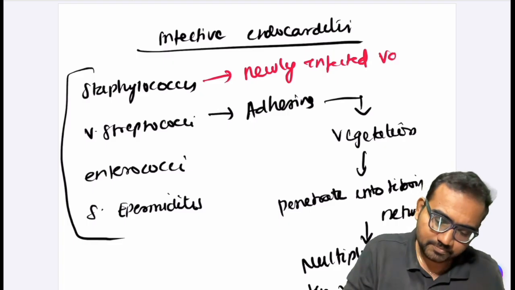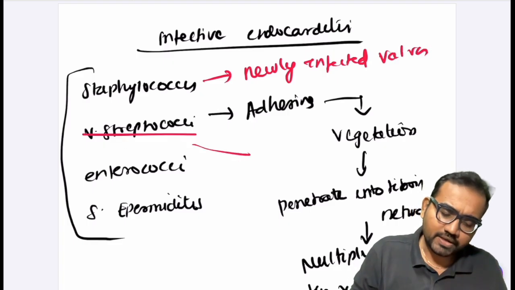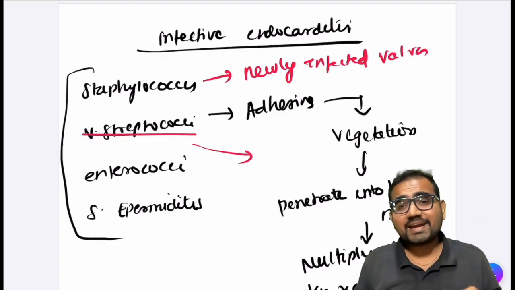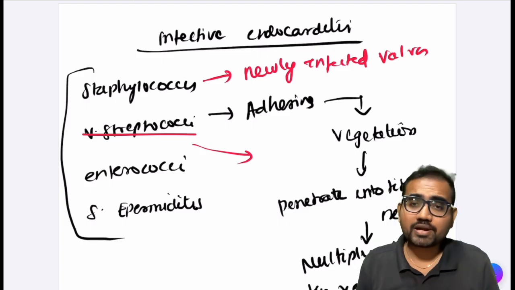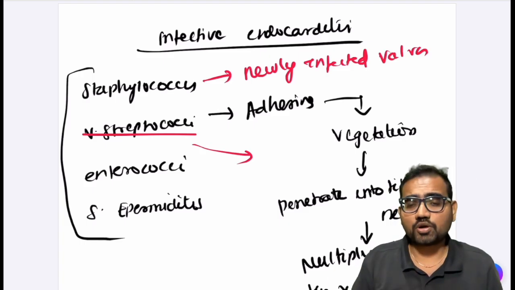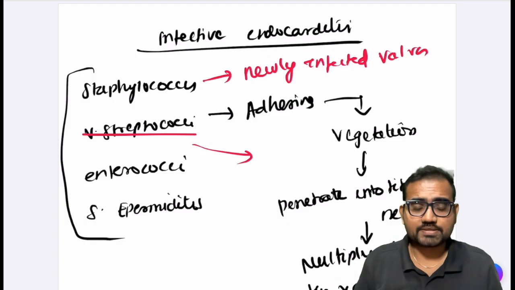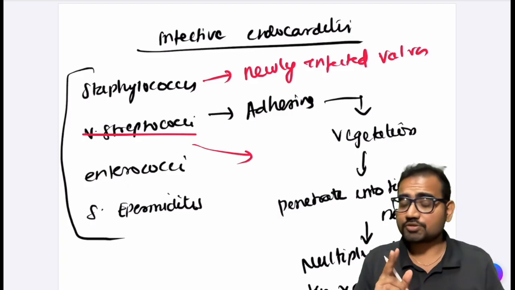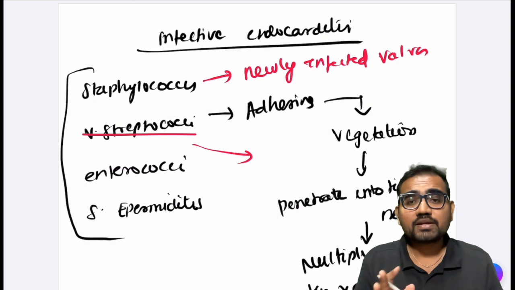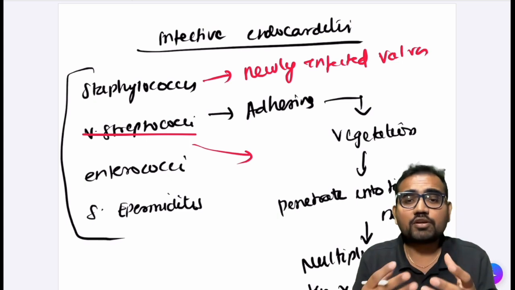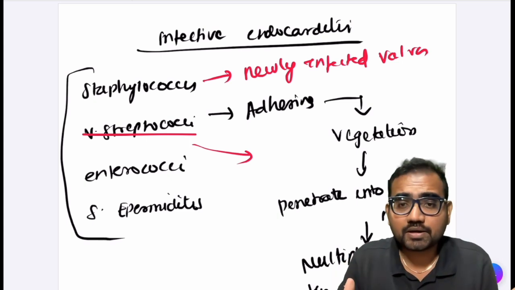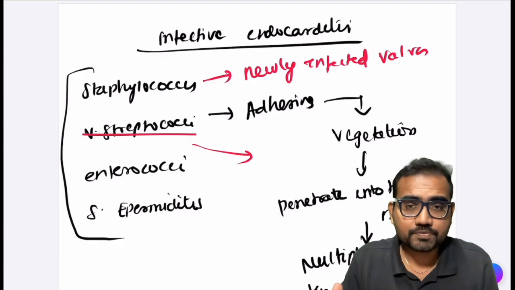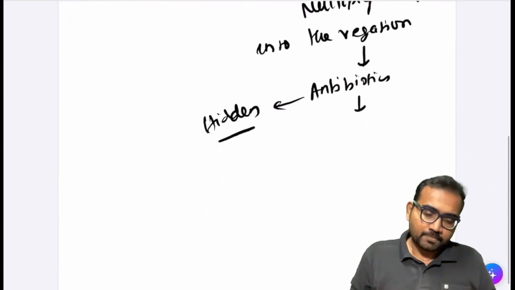Okay, streptococci invade the already infected valves, or already infected patients who have any previous history of endocarditis or prosthetic valve replacement, whatever it may be. So these organisms invade the infected valves. Staphylococci invade the newly formed sterile vegetations also. Okay. Now, moving on.